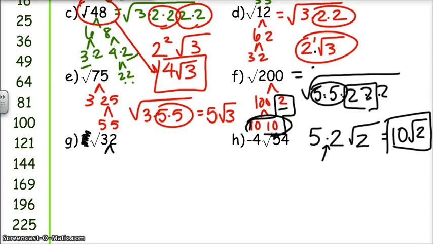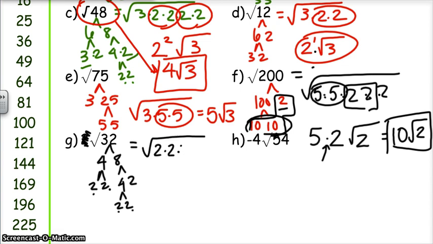32 breaks down to, let's see, 4 times 8, 2 and 2, 4 and 2, 2 and 2. Lots of 2's. 1, 2, 3, 4, 5 of them. How many pairs of 2's do you have? 1, 2. So not only are there 2's, but there are 2 pairs of 2's.